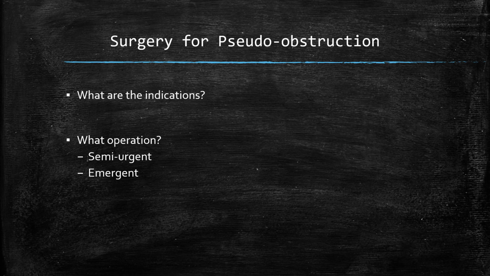In the emergent situation, the patient who has peritonitis or perforation, well, of course, they're going to need a resection of that segment. You'll never put these patients back together primarily. That's just going to be contraindicated. So this will be a Hartmann's procedure with end colostomy and either a mucus fistula or a long Hartmann's type pouch.